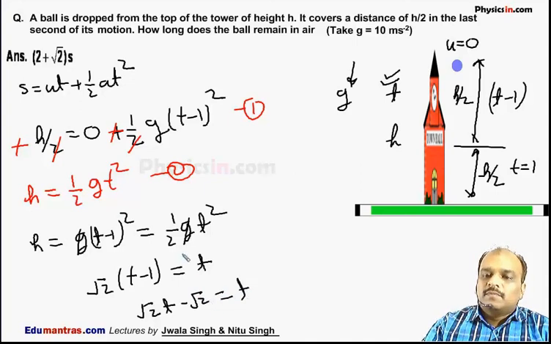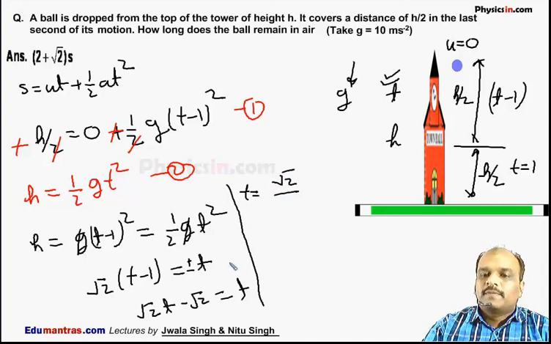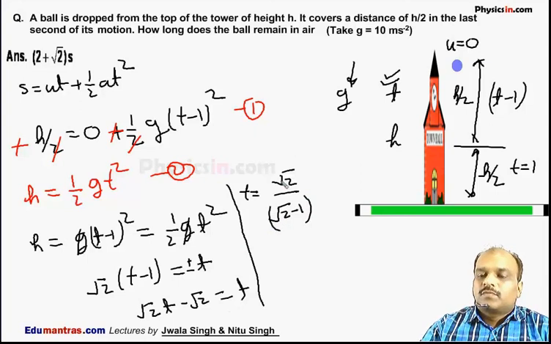It may be, because I have taken the root, this may be positive or negative. t can never be negative, so I have substituted accordingly. So t is equal to root 2 divided by root 2 minus 1. So from here I can say t is root 2 by root 2 minus 1.